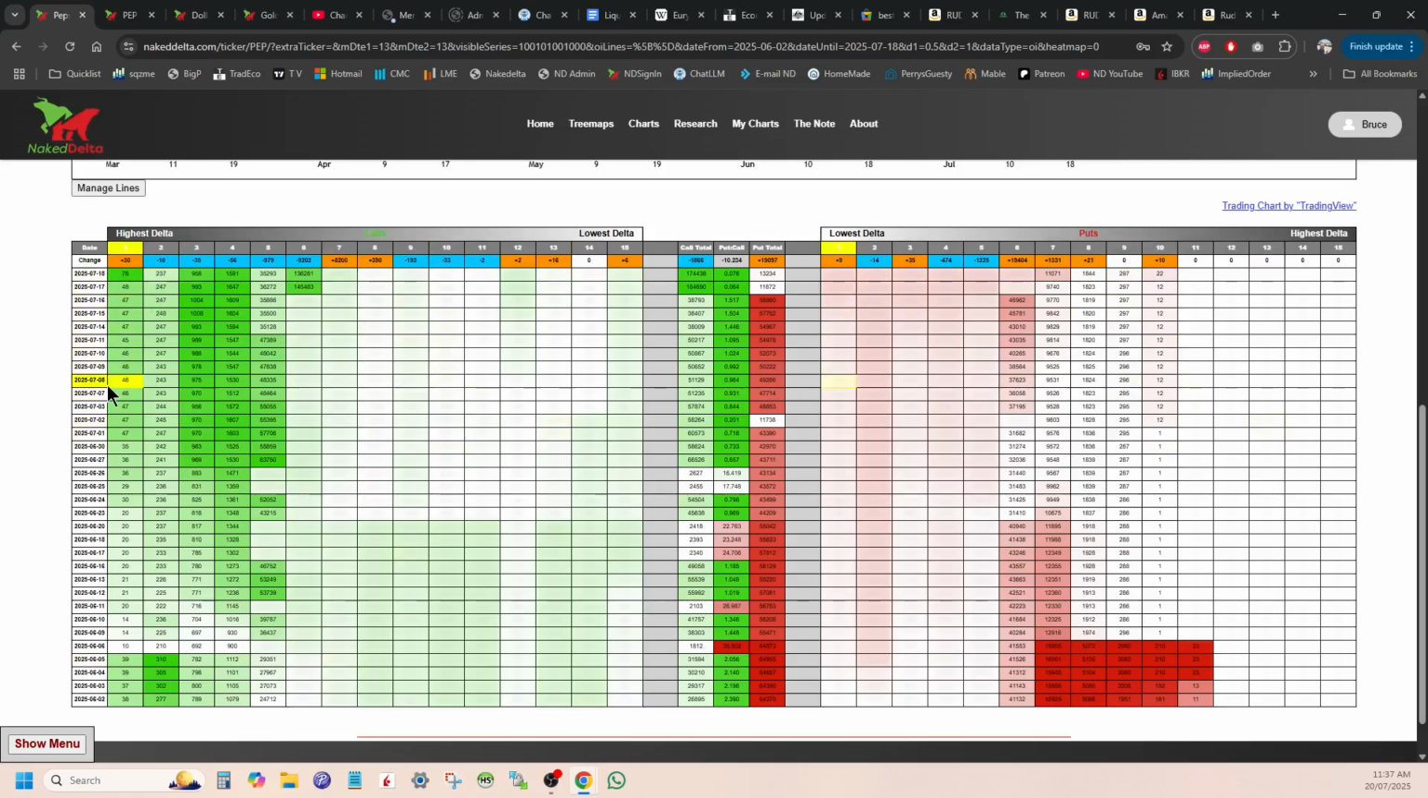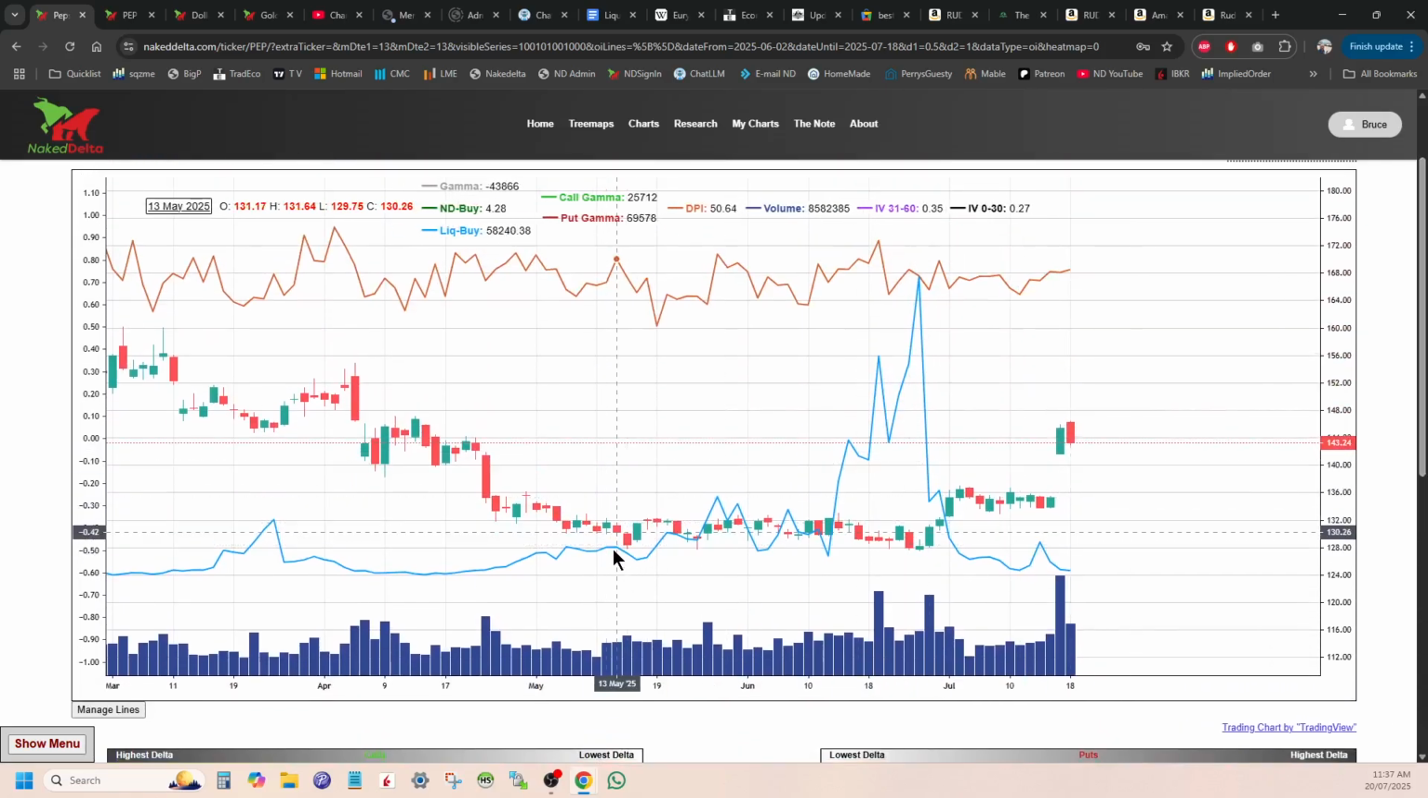Here is the calls, here is the puts. You can see we've come in until the 6th of June with very heavy hedging. That's come off. If we look at the 6th of June on the chart, we've come into June, so somewhere just about here the hedging has been reduced.